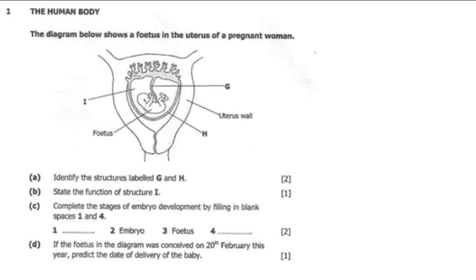Okay, it is amnion. So we can write our answer there on the right side of the screen, which is 1A: G is umbilical cord. Then what is the name given to the part labeled H? H is amnion. Okay, amnion is the part labeled H. Now let's come to question 1B, which is state the function of structure I.